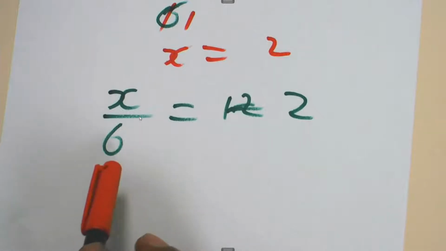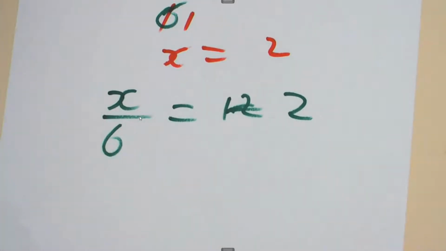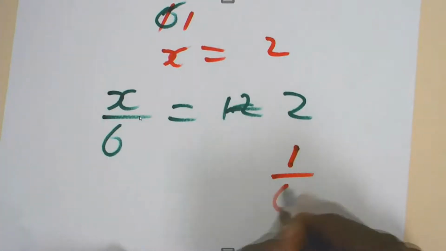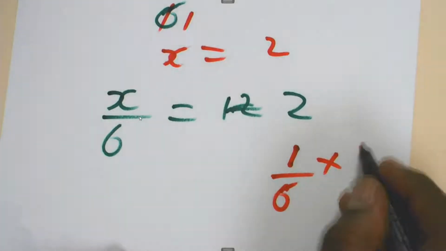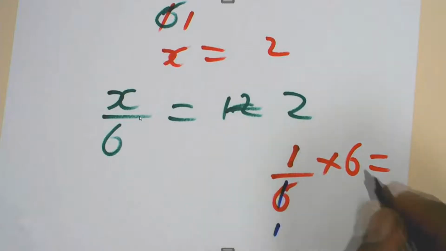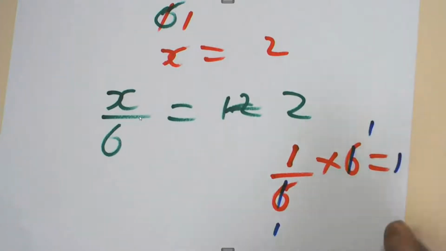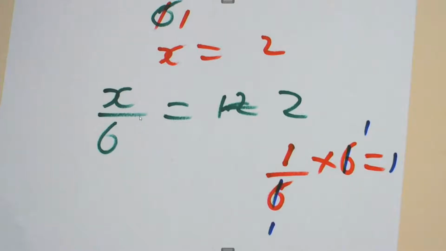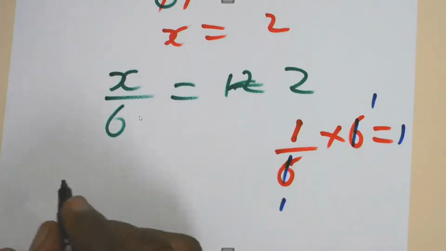Therefore, how do we make this 6 to be equal to 1? What do we do to 6 so that we have 1? Correct, your multiplicative inverse. In other words, to get 1, what do you multiply 1/6 with? With a 6. How many 6 into 6? 1. So 1 multiplied by 1 is 1. Therefore, our multiplicative inverse is 6.